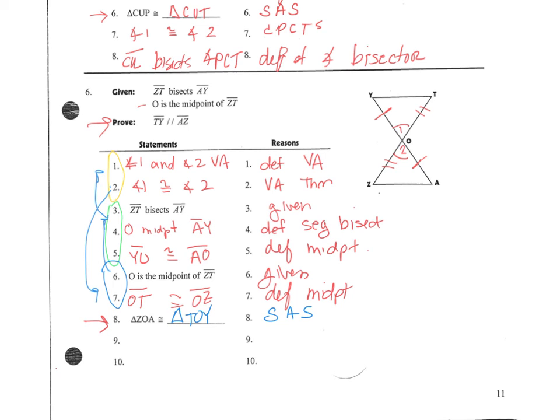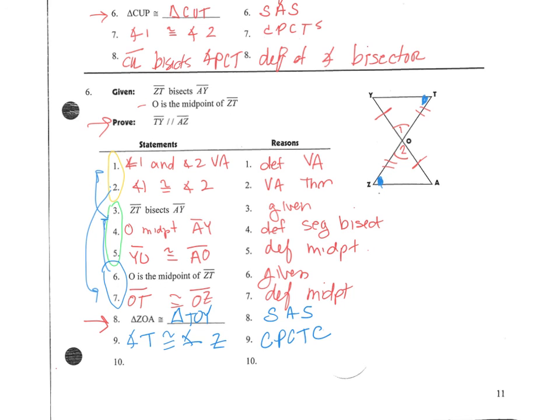And so what we could do then is say that angle T is congruent to angle Z, because if we look at T and Z, the reason would be corresponding parts of congruent triangles are congruent.